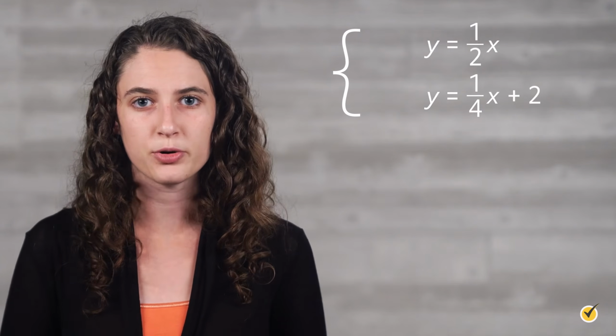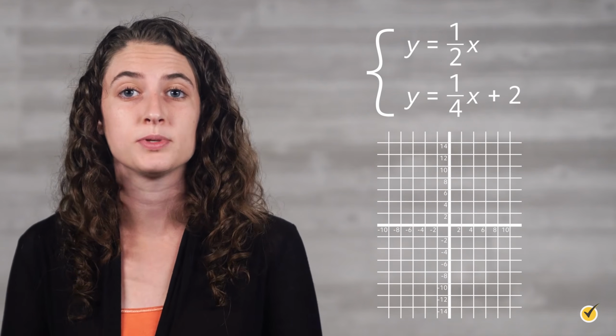To solve this problem, we need to describe the two stores' pricing rules as equations. First, the Yogurt Moat charges 50 cents per ounce. So the price, which we will call y, is equal to 0.50 times the number of ounces, which we'll call x. The second store, Yogurt Yetis, charges only 25 cents per ounce, but with an additional $2 to start with. So we can represent this with this equation. Rewriting these using fractions and whole numbers, we have this system of equations.